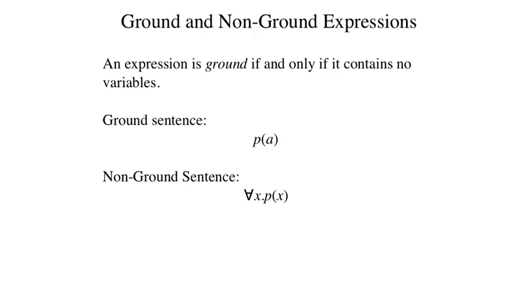Before we leave our look at syntax, we need to define some additional useful concepts. An expression in the language of Herbrand logic is said to be ground if and only if it contains no variables. For example, the sentence P of A is ground, whereas the sentence for all x P of x is not ground because it contains a variable.